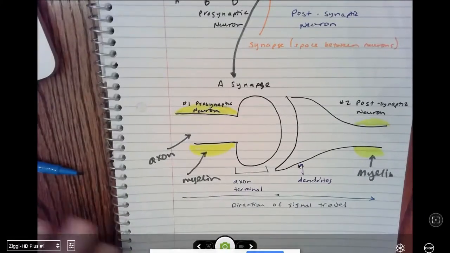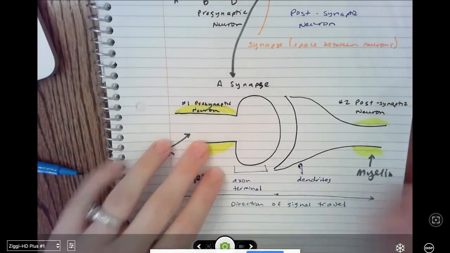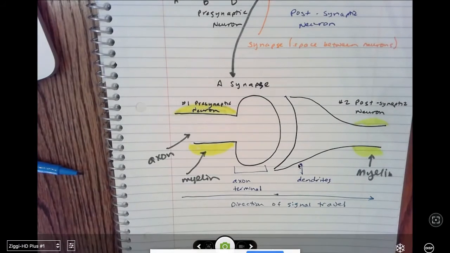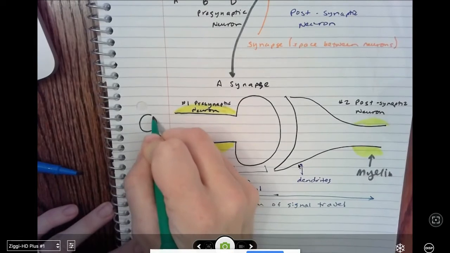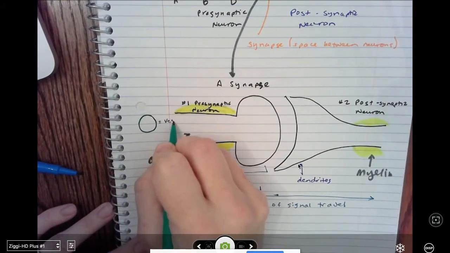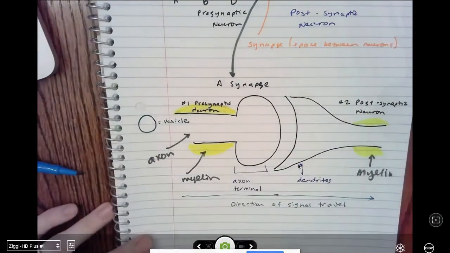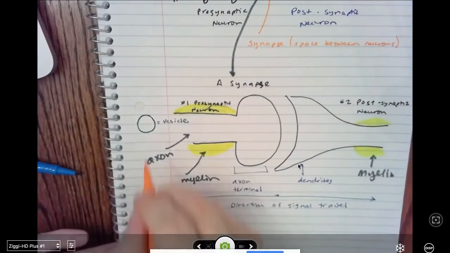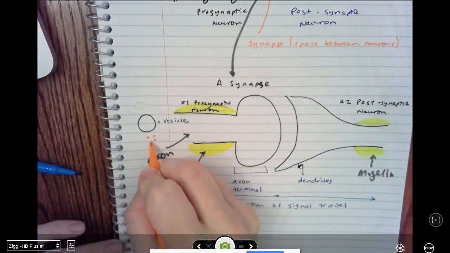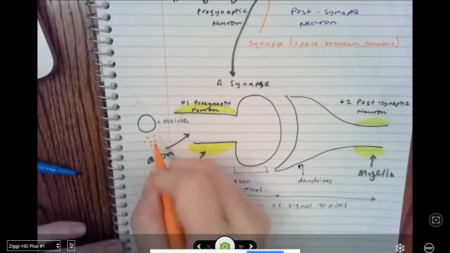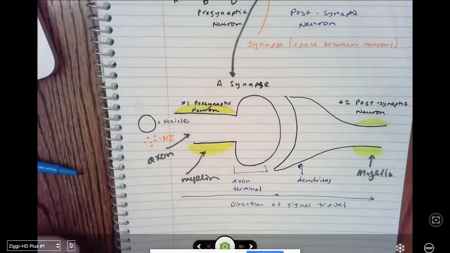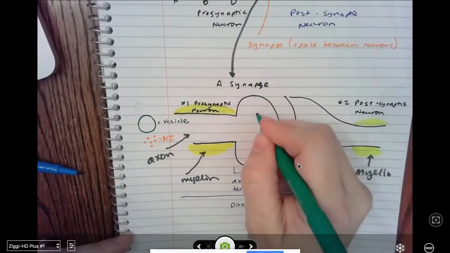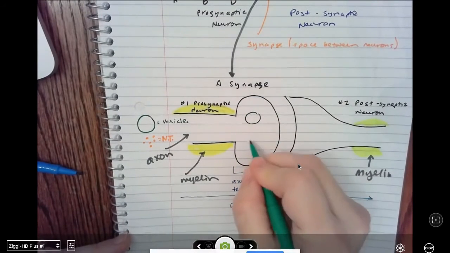All right, so what I want to do right now is focus on our presynaptic neurons. So I'm going to create a key over here. A circle like this is going to equal a vesicle. And I'm going to make orange dots like this, just a general neurotransmitter. So I'm going to label that NT, where NT stands for neurotransmitter. So I'm going to create these vesicles inside of my axon terminals.